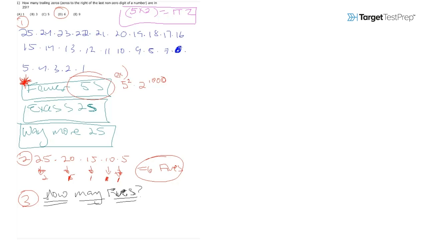Okay. How many 5s? Watch this. Well, we're going to say, let's divide 25 by 5, and we see that that gives us a value of 5. Well, now we're going to divide 25 by 5 squared, and that gives us a value of 1. Now, we're not going to do any more because 25 divided by 5 cubed does not produce an integer. So what that means is there are 5 plus 1 or 6 5s in 25 factorial, just as we saw before.